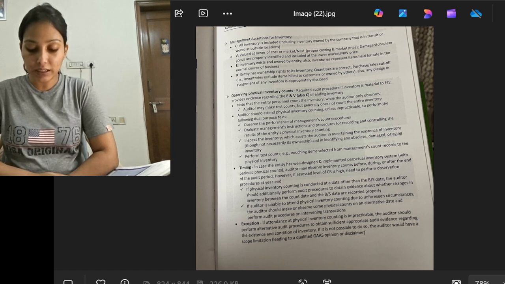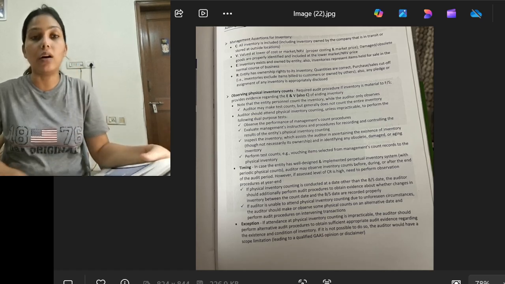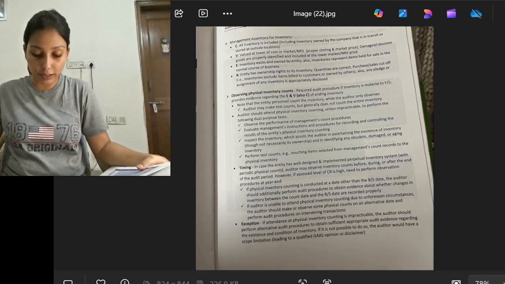The auditor should attend the physical inventory count unless impracticable, to perform the following dual purpose tests. Observe the performance of the management count procedures, evaluate the management instructions and procedures for recording and controlling the results of the entity's physical inventory counting, inspect the inventory, which assists the auditor in ascertaining the existence of the inventory, and perform test counts. So these are the things that the auditor performs during inventory counting.